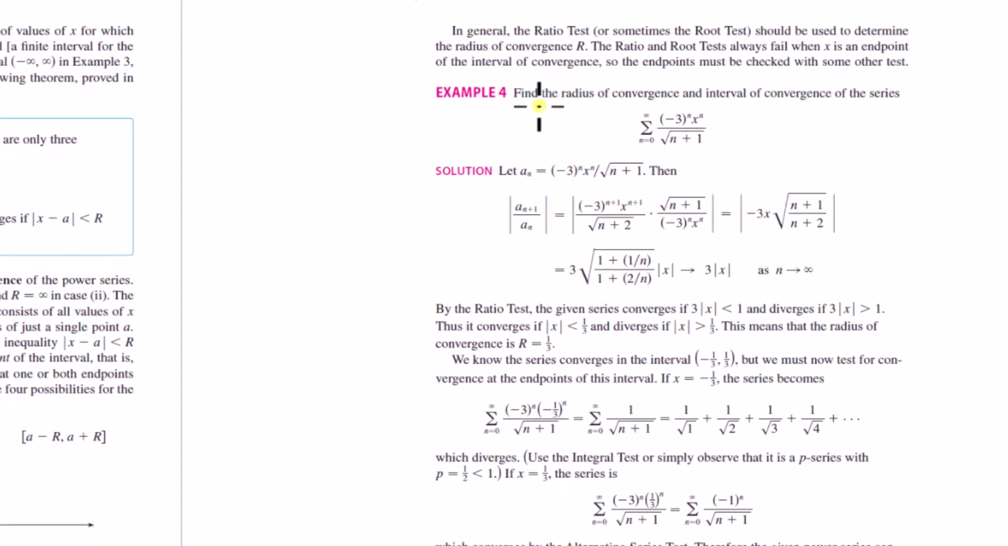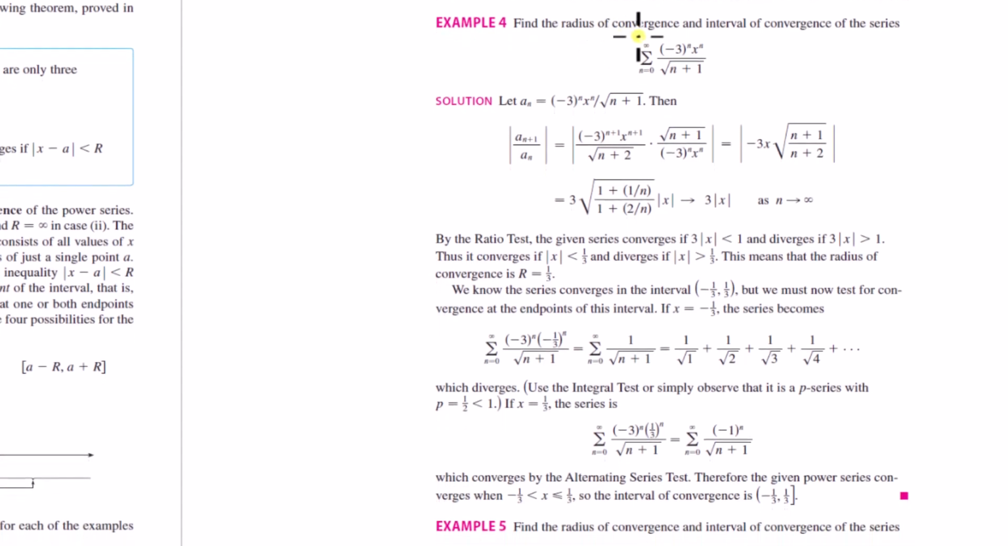All right, so here's another example. Find the radius and interval of convergence. So they do the ratio test, and the limit of the absolute value of a sub n plus 1 over a sub n, as n goes to infinity, approaches 3 absolute value of x. So for what values of x is 3 absolute value of x less than 1? That's if the absolute value of x is less than 1/3. So that's going to be the radius of convergence, 1/3, centered about x equals 0. So -1/3 to 1/3. But they test the endpoints.